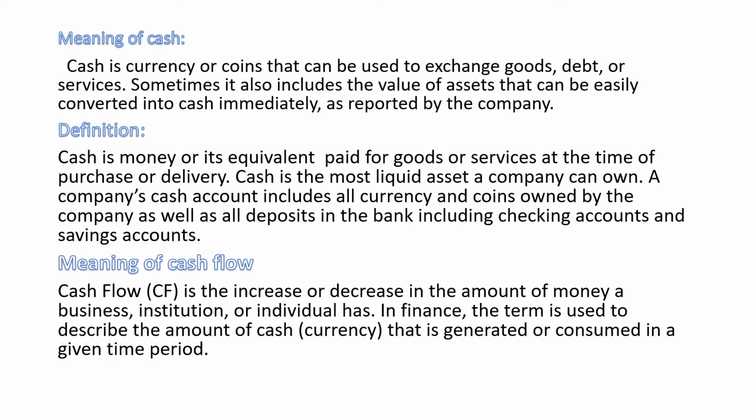Before going to discuss the cash flow statement, first learn the meaning of cash. Cash is the currency or coins that can be used to exchange goods, services, debt, etc. Sometimes it also includes the value of assets that can be easily converted into cash immediately, as reported by the company. Definition of cash: cash is money or its equivalent paid for goods or services at the time of purchase or delivery. Cash is the most liquid asset a business can own. A company's cash account includes all currency and coins owned by the company as well as all deposits in the bank, including checking accounts and savings accounts.